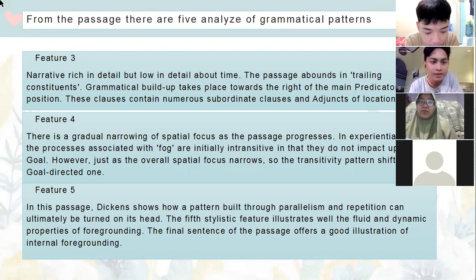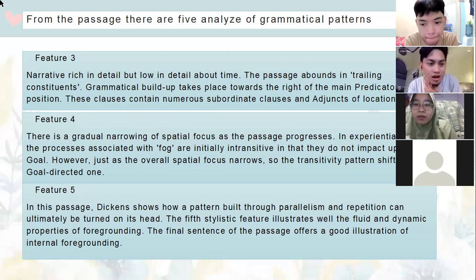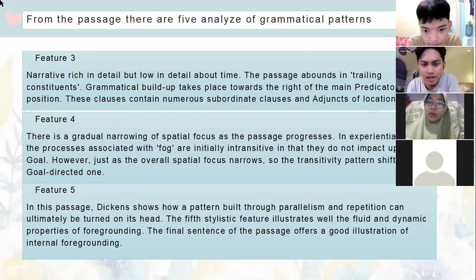The fourth feature: there is a gradual narrowing of spatial focus as the passage progresses. In experiential terms, the processes associated with fog are initially intransitive, in that they don't impact upon a goal. However, just as the overall spatial focus narrows, so the transitivity pattern shifts to a goal-directed one.